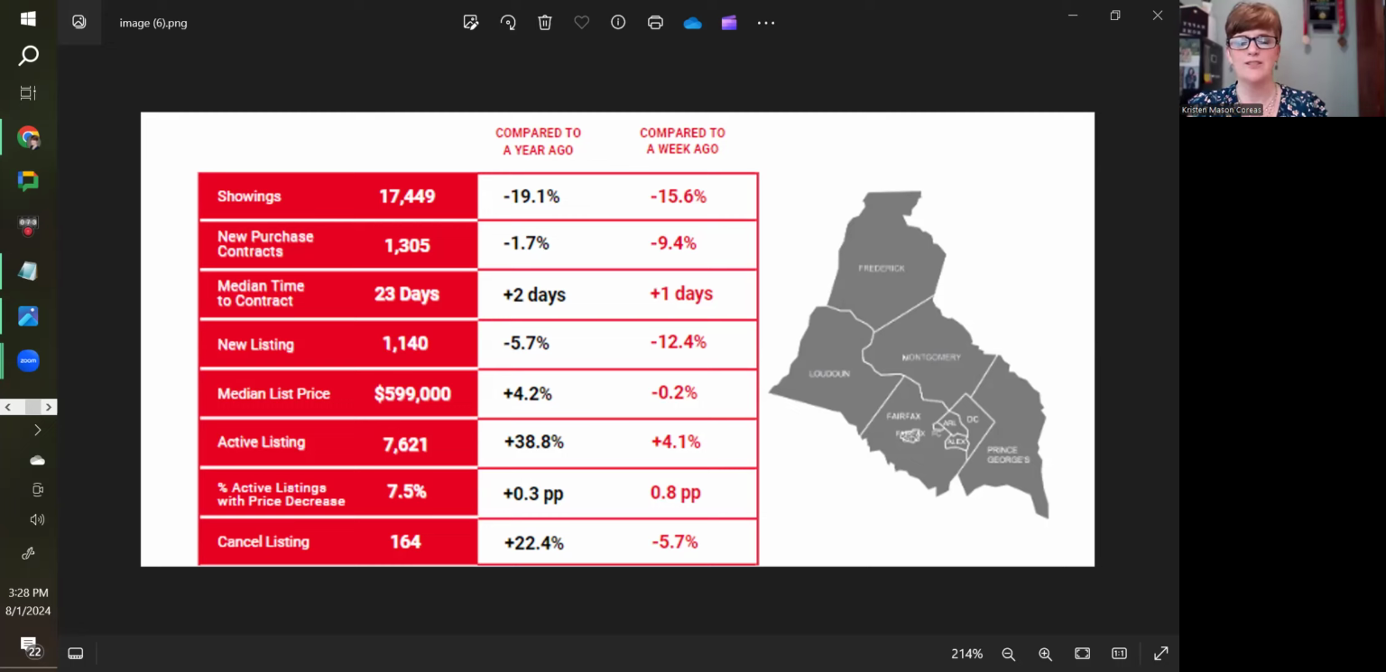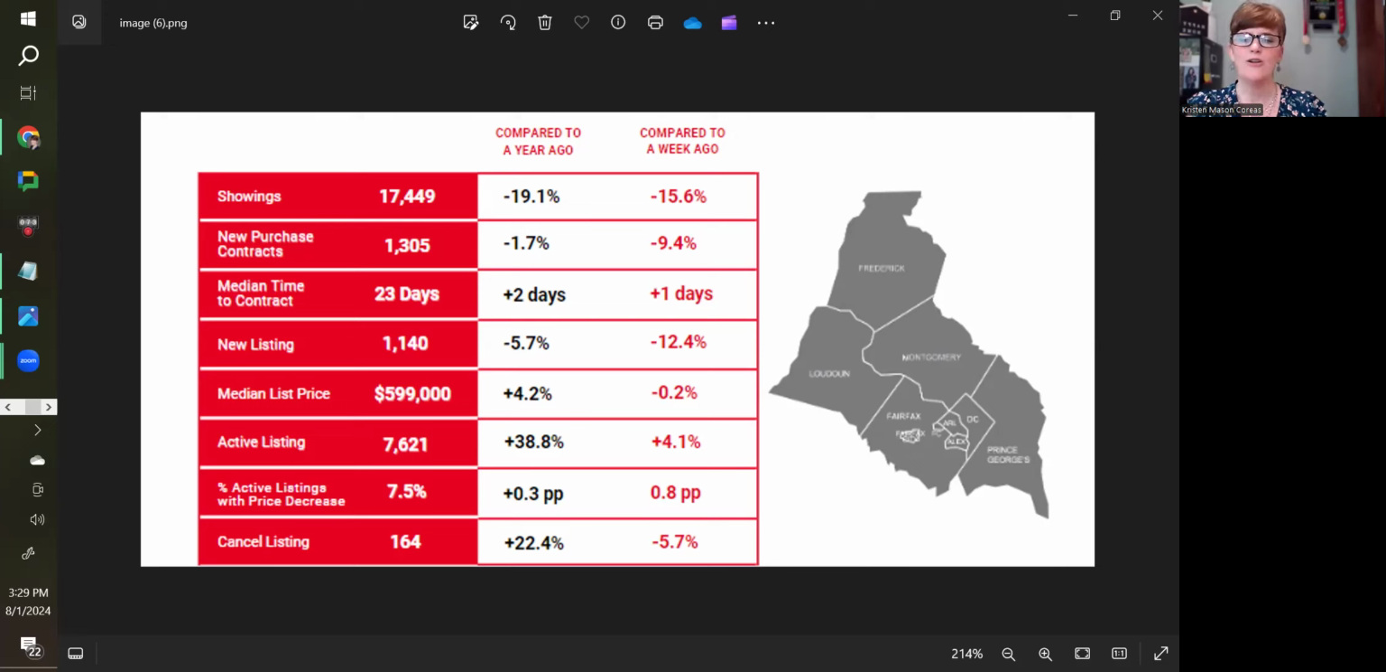The number of active listings with a price decrease is basically flat week over week, and canceled listings are down by 5.7%. That's a new data point, so I don't have much to compare it to from prior times. We've just started getting that data point. I'm also not 100% confident that the data is being read correctly because we've had such high numbers of canceled listings, and one of my colleagues suggested that there might be an error in that data. So I'm not spending a lot of time on that.